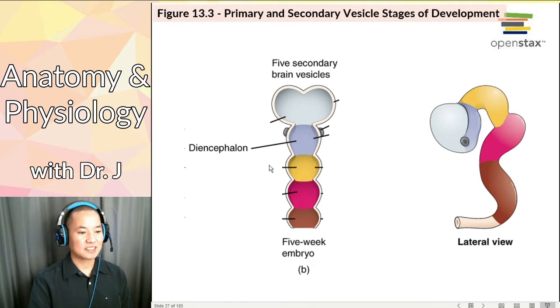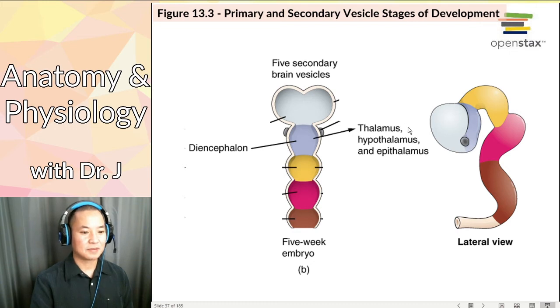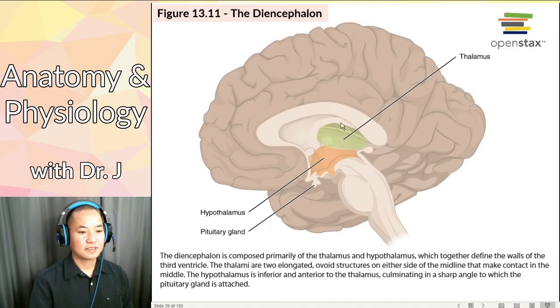So here we have the diencephalon, and this is part of your neural tube, the vesicles, and then what we have here is that the thalamus, hypothalamus, and epithalamus and subthalamus are all derived from this. So this diencephalon eventually becomes all these structures. Now, here we have a thalamus right here. So notice that's kind of central to the brain, and the hypothalamus.